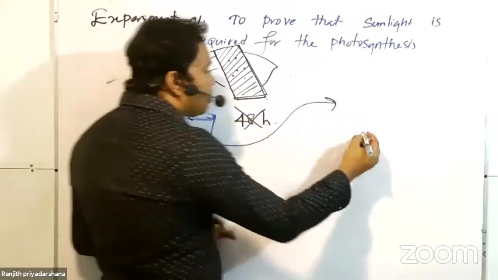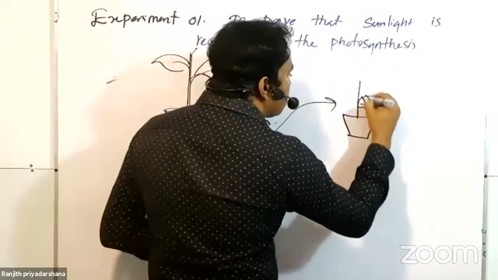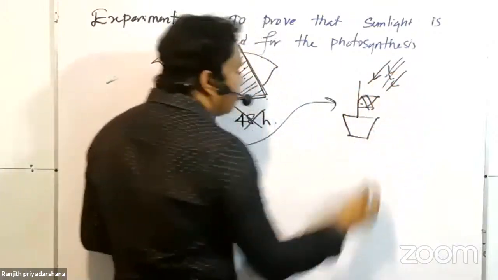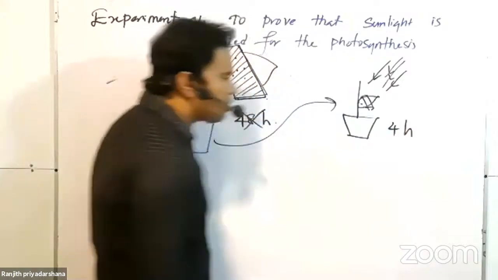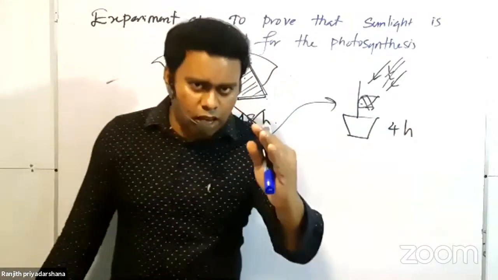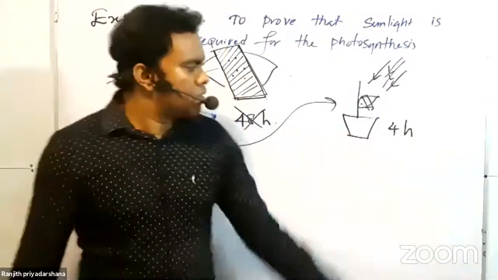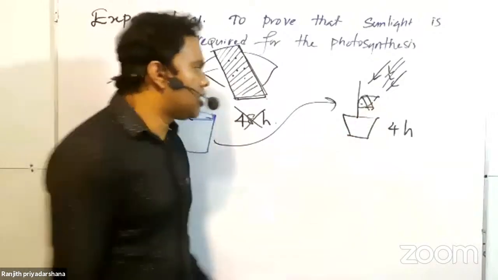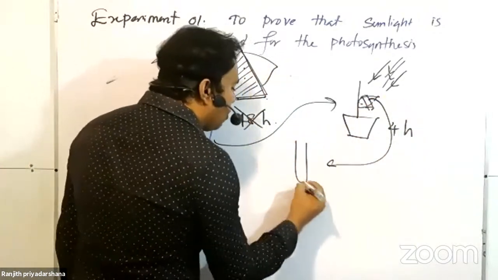Okay, if we keep this plant without keeping it 48 hours in the darkness, we keep it in a place where there is good sunlight. Now it is exposed to sunlight. We keep that around 4 hours. Now time is enough for photosynthesis. Now what can we expect? Starch has been produced.